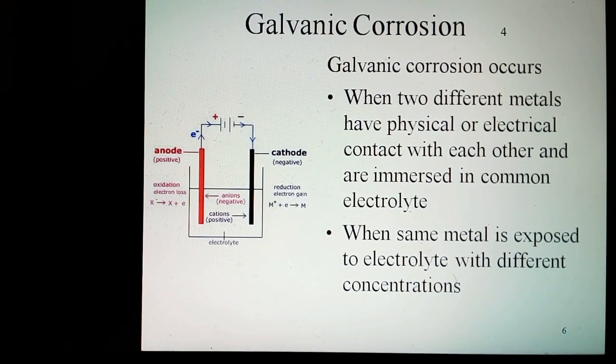Galvanic corrosion. Galvanic corrosion occurs when two different metals have physical or electrical contact with each other and are immersed in a common electrolyte, or when the same metal is exposed to electrolyte with different concentrations.